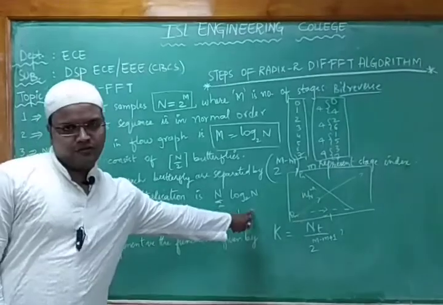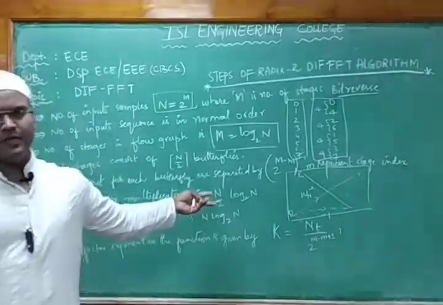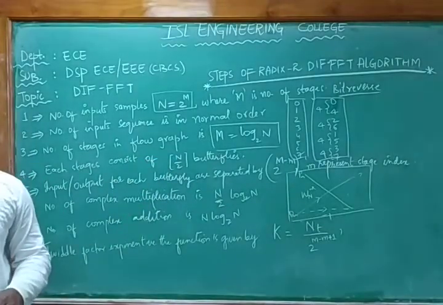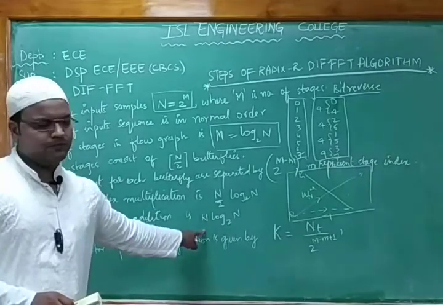N by 2 log 2 of N. Complex addition is N log 2 of N. This is exactly similar to decimation in time FFT. Decimation in frequency and decimation in time have this common factor in both.